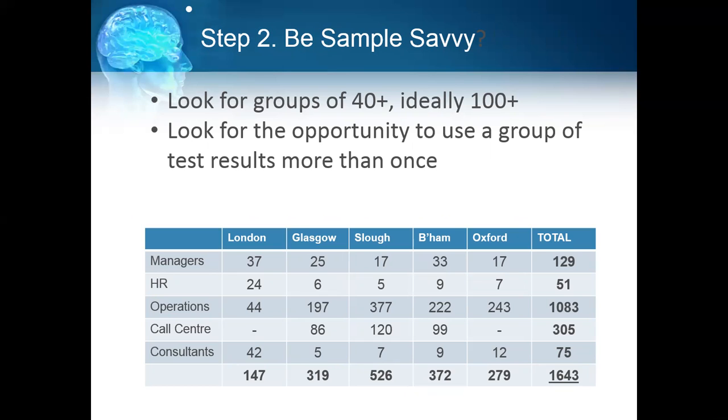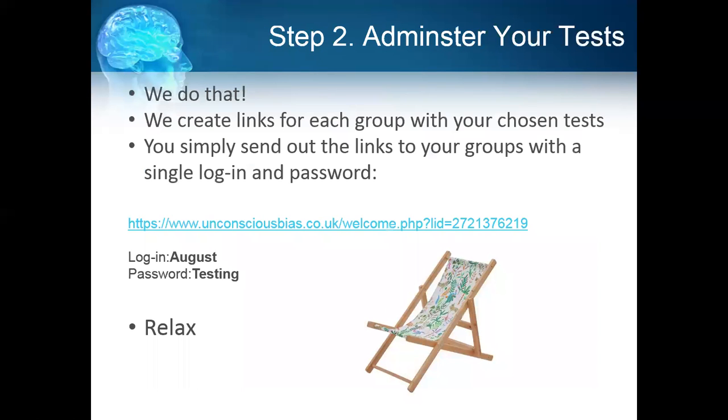Nothing stopping you combining the results later on, but it means that you can actually look at the results of each of these groups independently when the data comes back. So a single login and password, but each link is slightly different. So you're still able to identify which of those groups the sample of test results are coming from. And then you can relax, send the link out, people take the test, and then all you need to do is get your results.